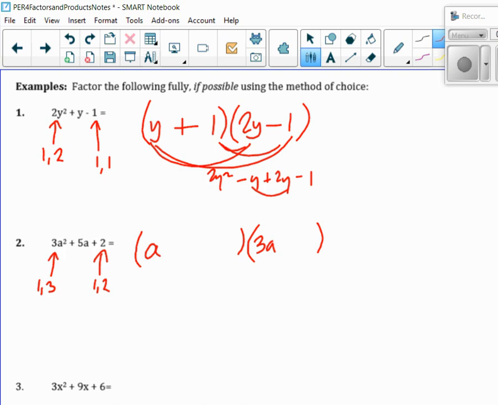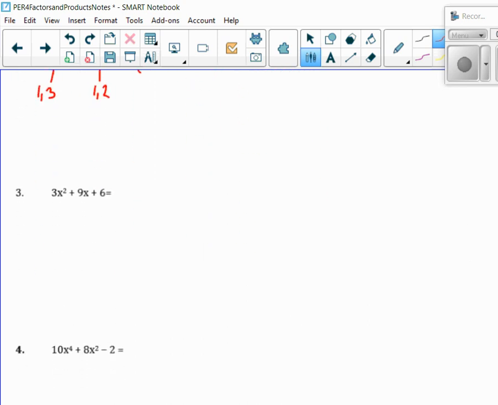Okay. So, anyone want to take a guess? Yes. a plus 1. Hey, by the way, if they're both positive, that means automatically I can place pluses in there. Does that make sense to you? Okay. So, yeah, I would agree this would be a plus 1 and a plus 2. So let's check. a times 3a is 3a squared. Outer gives me 2a. Inner gives me 3a. 2a and 3a make 5a. And 1 times 2 is 2. What do you think? Not too bad?